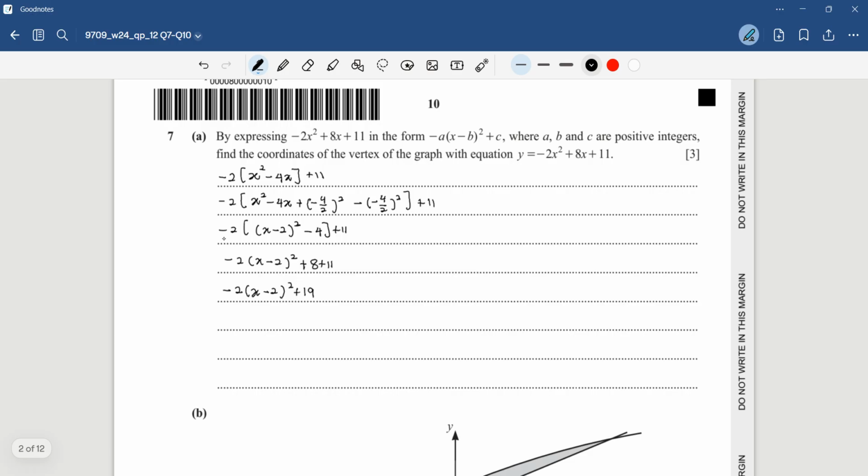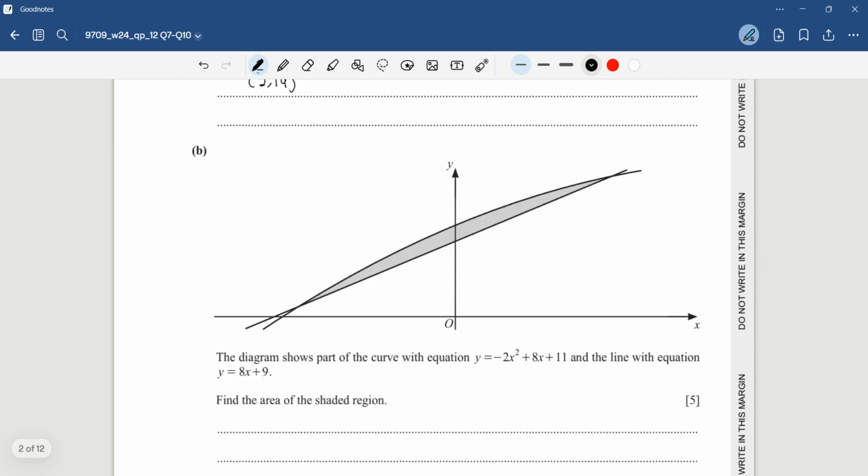Okay. And then they ask for the vertex of the graph. The vertex means here the turning point. So the turning point of the graph will be (2, 19). If you still remember, from a (x minus b) squared plus c, the vertex will be (b, c). That's it. This will be the vertex.